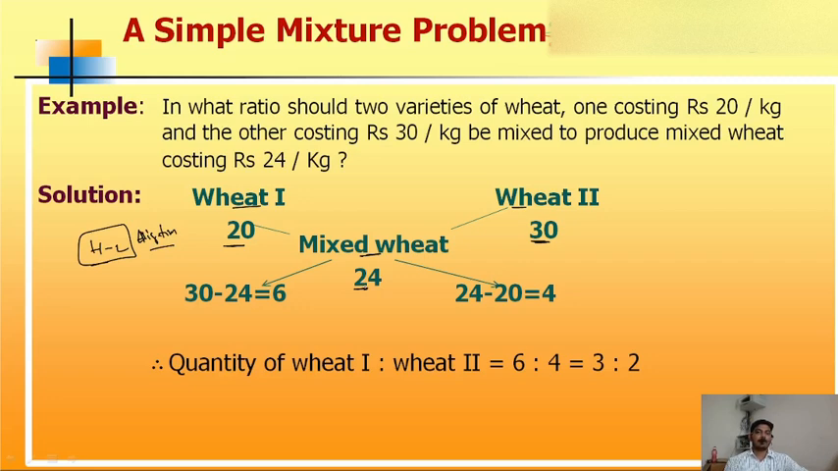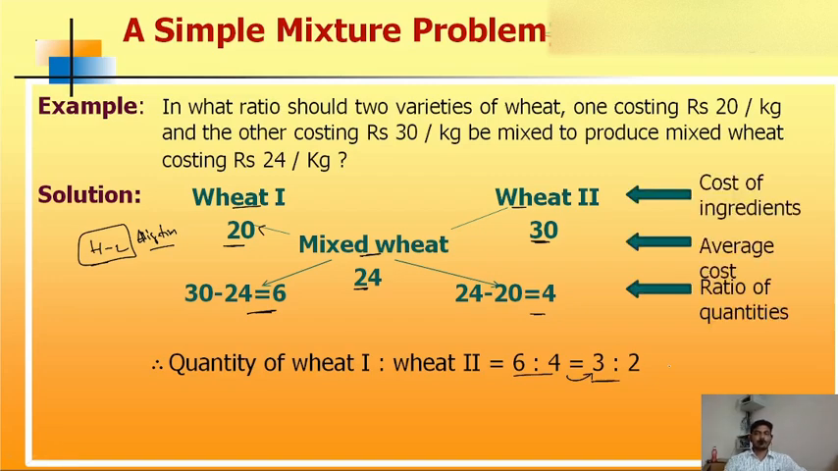So 24 minus 20 gives us 4, and 30 minus 24 gives us 6. So the quantity of wheat 1 to the quantity of wheat 2 will be in the ratio of 6 to 4, and eliminating the common factor, it will be 3 to 2.